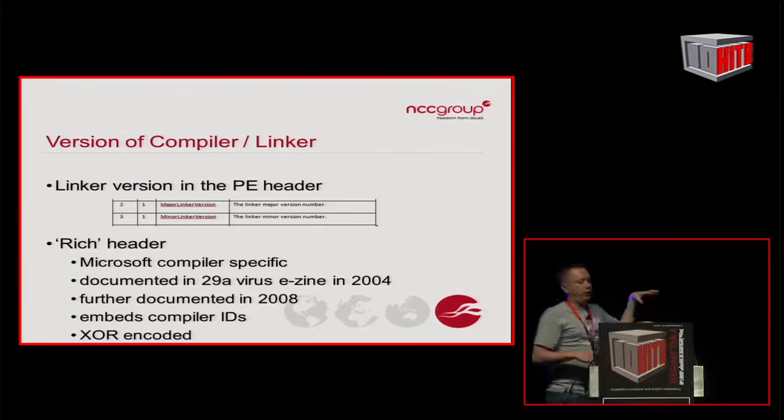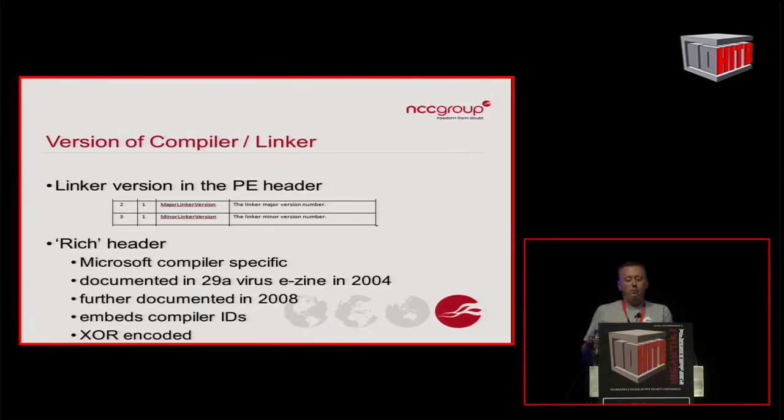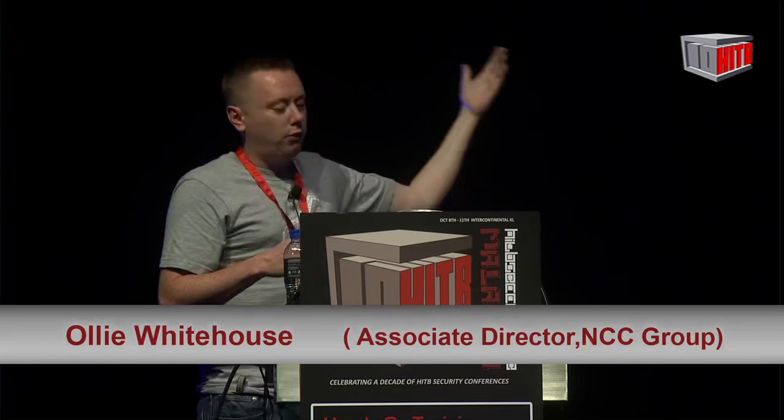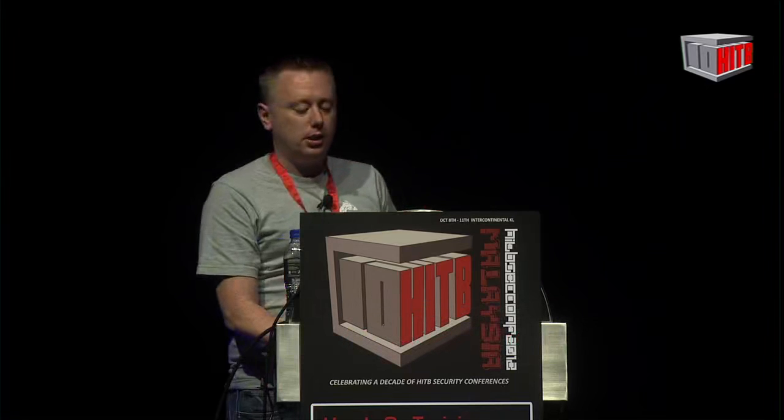What's more interesting, and not documented by Microsoft at least, is this Rich header. At the top of every Windows binary, it starts with the Rich magic, and then there's an XOR encoded blob. In that XOR encoded blob, there is the compiler version ID of every compiler used to compile every object that went into that end executable. These are nondescript numbers, and it's been known about on the internet for a long time. In 2004, the virus ezine 29A picked it up, and then it was further documented in 2008.